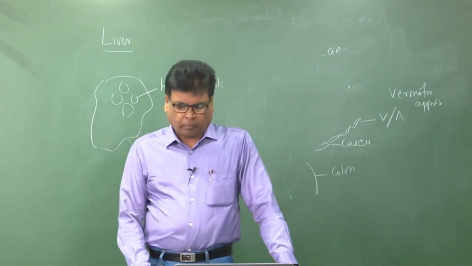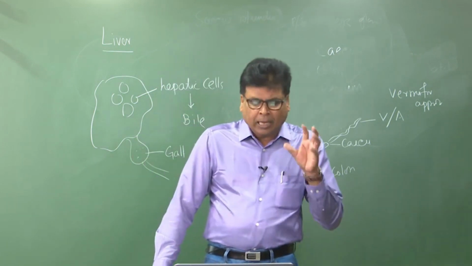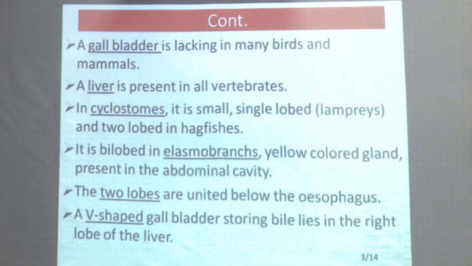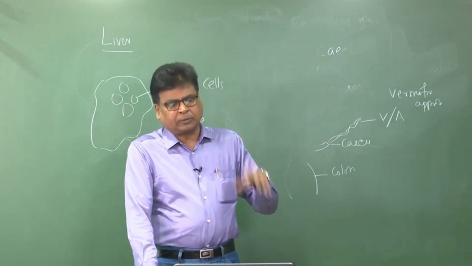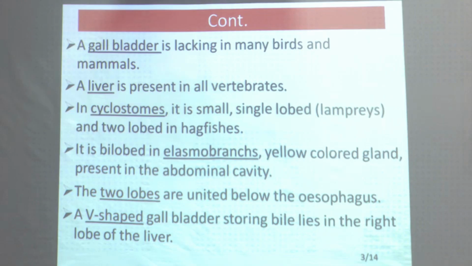A gallbladder is not present in the case of birds and mammals. A gallbladder is lacking in many birds and mammals. It is not a rule that the gallbladder should be present in all vertebrates. In some cases this is present, in some cases this is absent. But in contrast to that, a liver is present in all the vertebrates. For example, in cyclostome it is small and single, and in lamprey it is two-lobed.